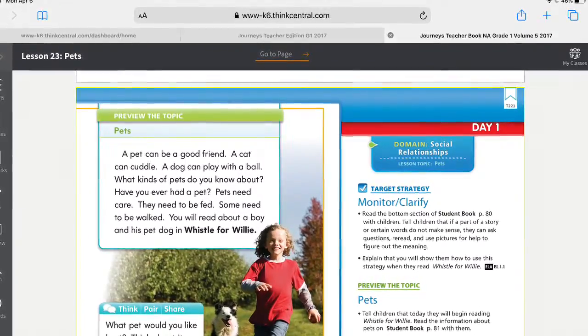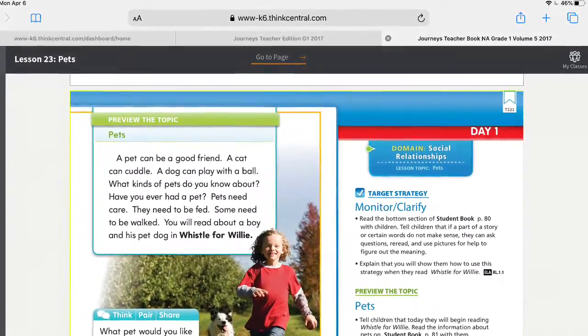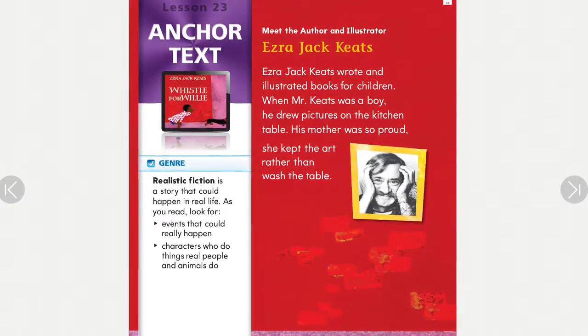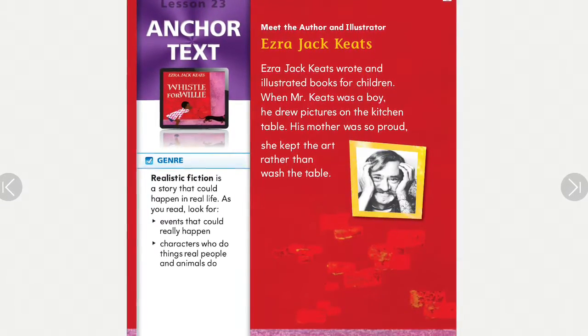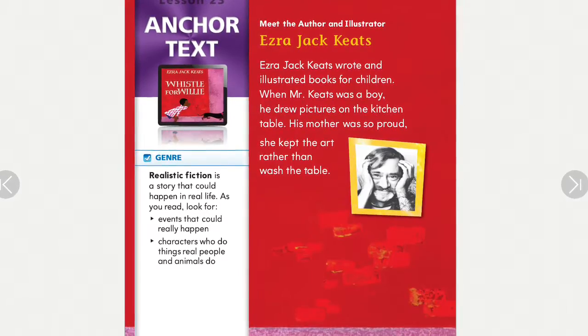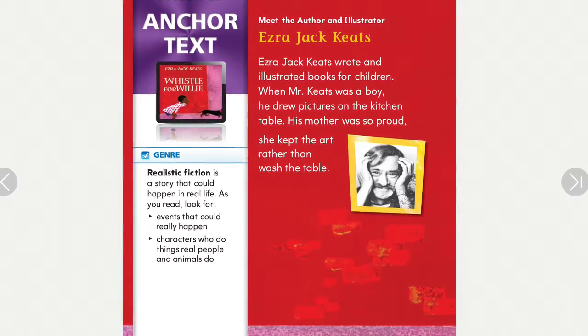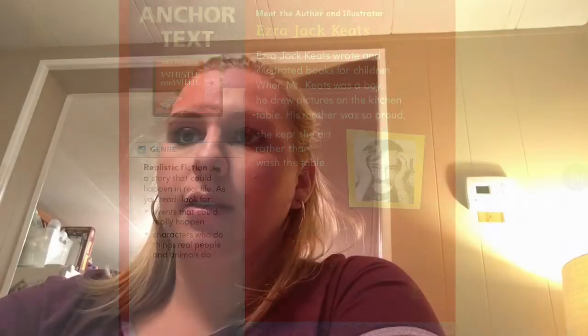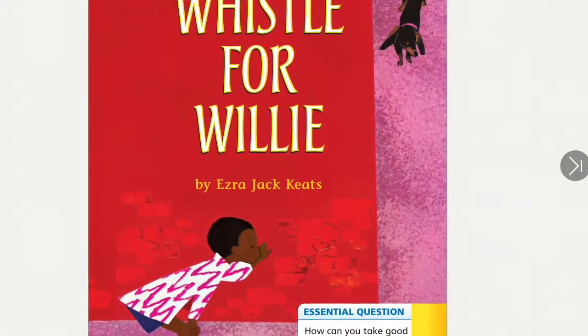You will read about a boy and his pet dog in Whistle for Willie. Our anchor text this week is realistic fiction, which is a story that could happen in real life. So as you read, look for events that could really happen and characters who do things that they would do in real life. Pause the video as needed and with a sibling or a parent, read through our anchor text.